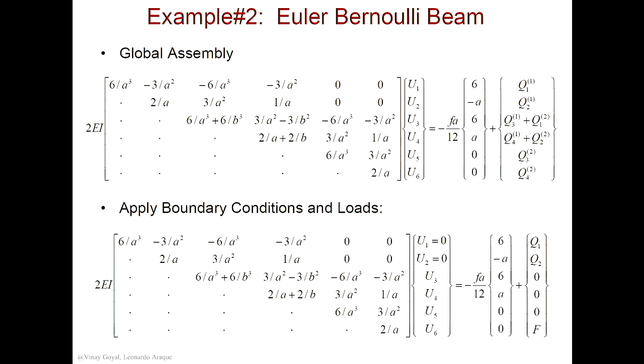In this example, remember the left-hand side was clamped? So U1 and U2 are 0. On the force side, these are 0, so I must have a reaction force, don't I? So I put Q1 and Q2 there. And also, at U3, I had no force applied. At U4, I had no moment applied. At U5, I had no displacement. I had no moment applied. I think this is probably wrong.